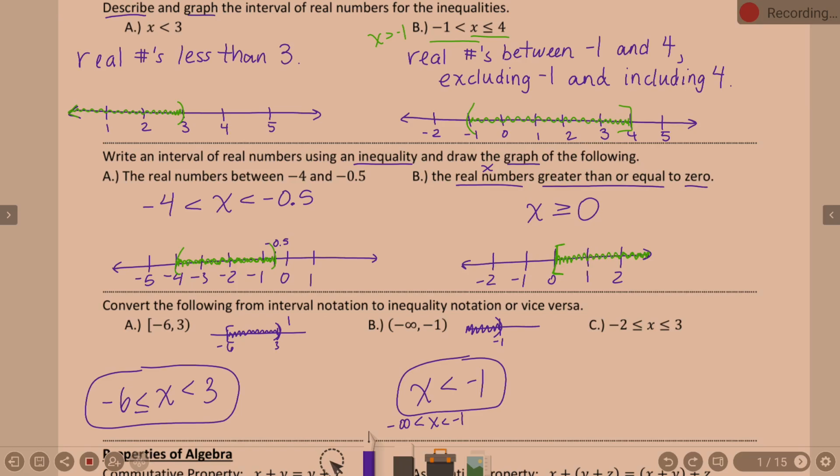Okay, C. They give us the inequality. Now we're writing interval notation. Well, -2, less than or equal to x, less than or equal to 3. Can you visualize what this graph looks like?